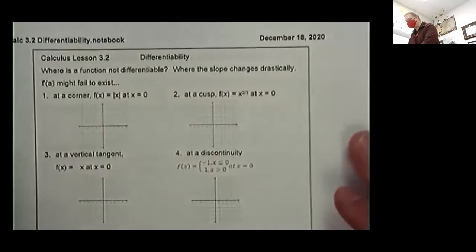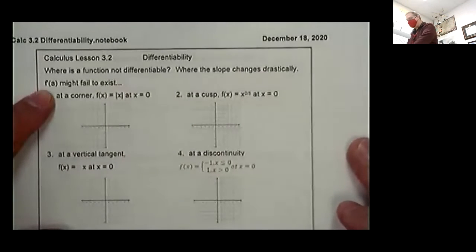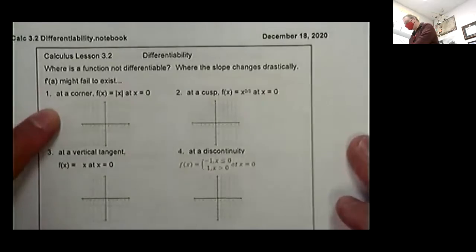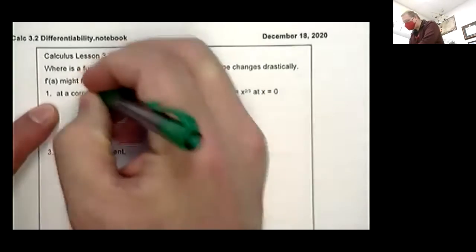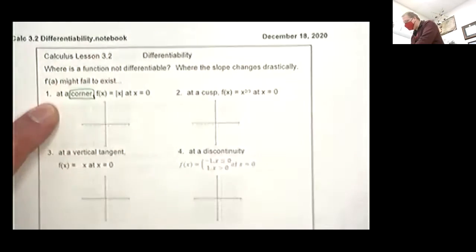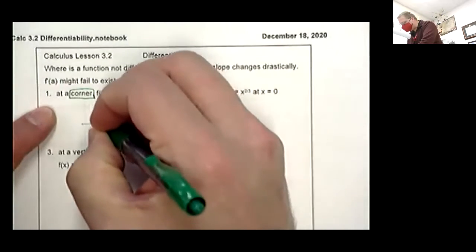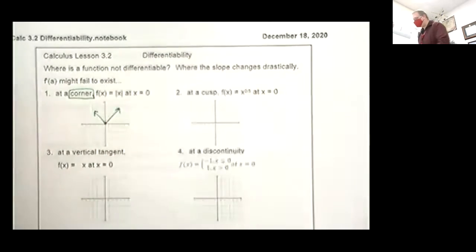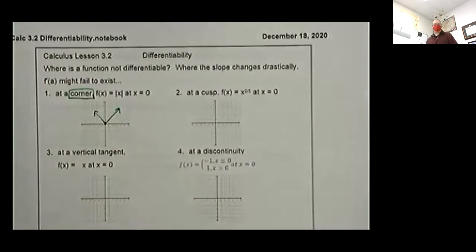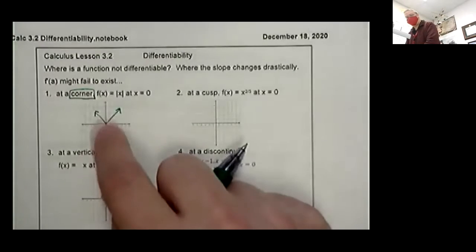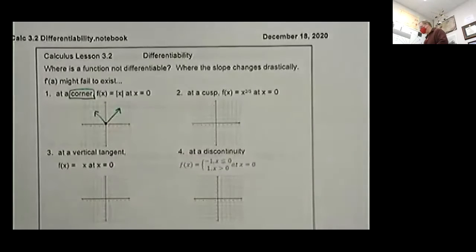So there are 4 places where the first derivative might fail to exist. The first one is at a corner. For example, we'll look at the absolute value f of x. We looked at that in a previous lesson. At 0, we get a corner, and we know from our previous example the derivative changes from -1 to +1. There's a jump, there's a discontinuity in the derivative graph. Therefore, a corner is not good for differentiability.